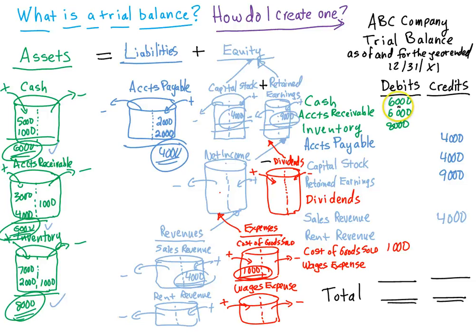What we're going to do now is add it up. 12, 21. There you go, 21,000. And credits, 8, 17, 21. What we've just done is create a trial balance. You'll now be able to use this trial balance to prepare your income statement.